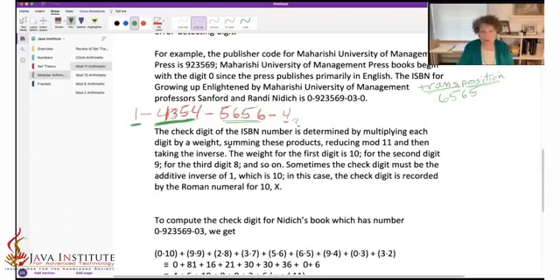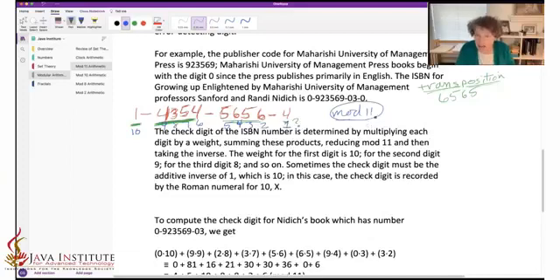That's a check digit. And how do we get the check digit? Well, what we do is we use mod 11 arithmetic. We multiply this one by 10, this one by 9, 8, 7, 6, 5, 4, 3, 2, 1. We add them up, mod 11, and if we get 0, we have not detected an error.